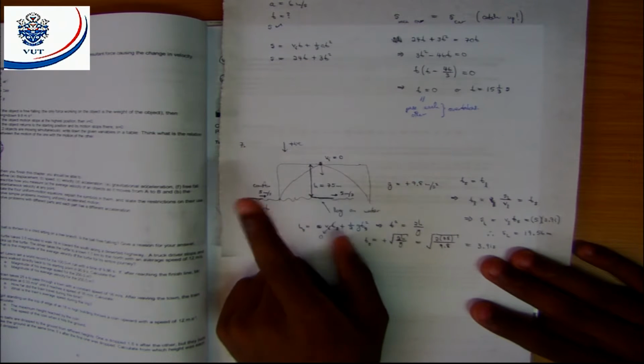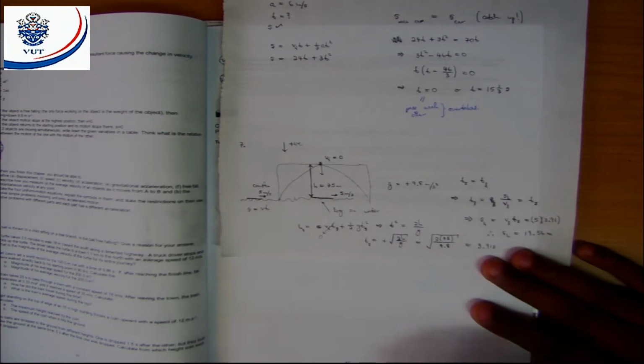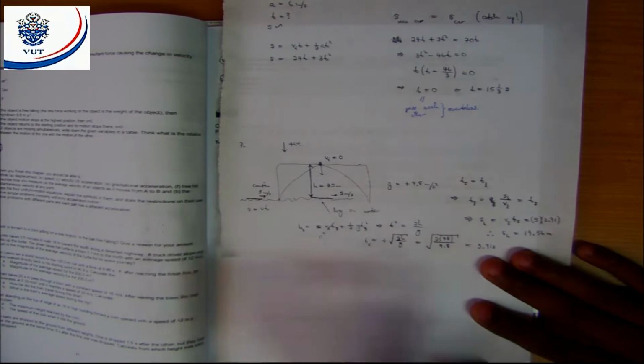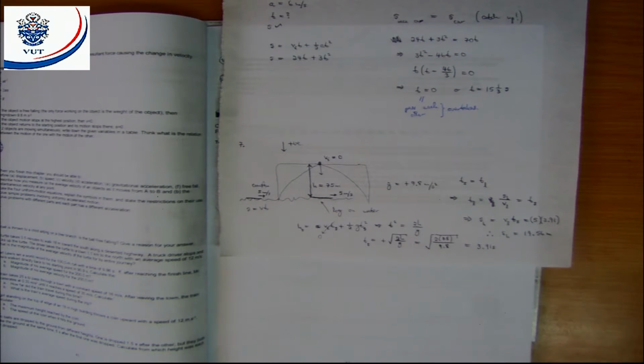So it exactly hits the log. The height is 75, and we want to know what this distance is that the log traveled to reach the stone. Okay, so let's have a look.